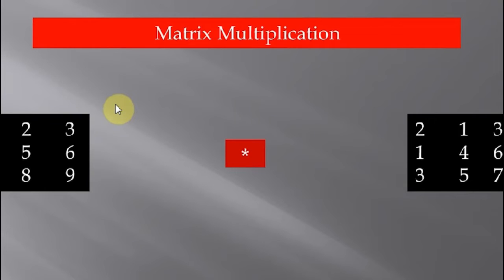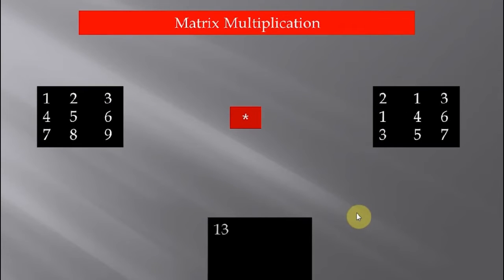Here resultant matrix means the matrix that will contain the result of this matrix multiplication. For example, when I do 1 into 2 plus 2 into 1 plus 3 into 3, I will get 13. What is 13? 13 is the first element of the resultant matrix, that is the element of first row, first column of the resultant matrix.